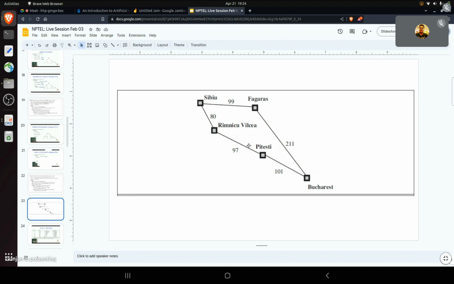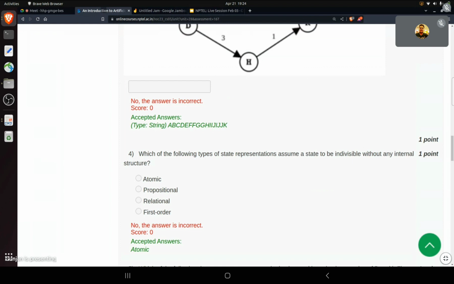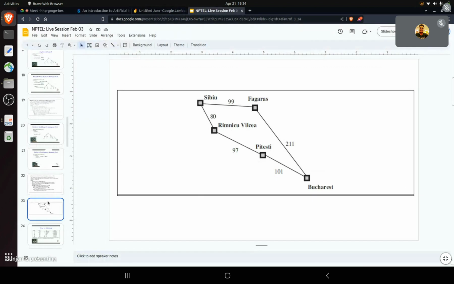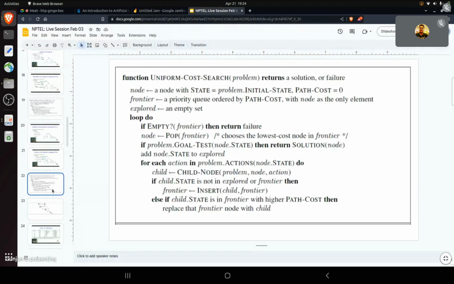And the moment you do that, the next state to explore will be Bucharest, and the queue will have Bucharest 277 and Bucharest 301 both, right? Then it will pick Bucharest 277, and it will tell you that okay, now I found a goal state which is the least cost state, so I will return that. So that is the uniform cost search.